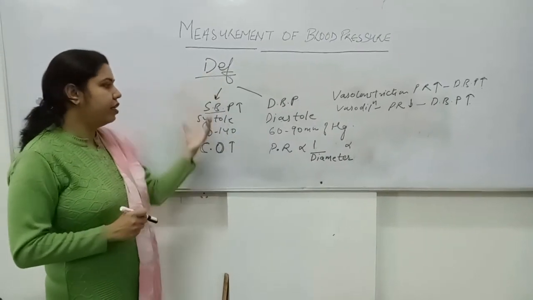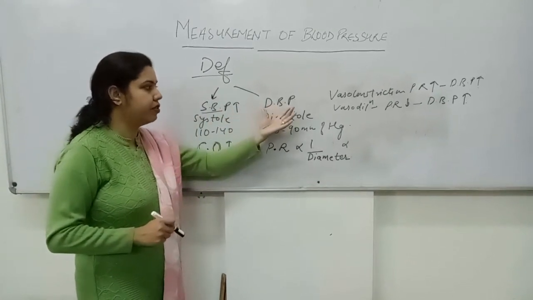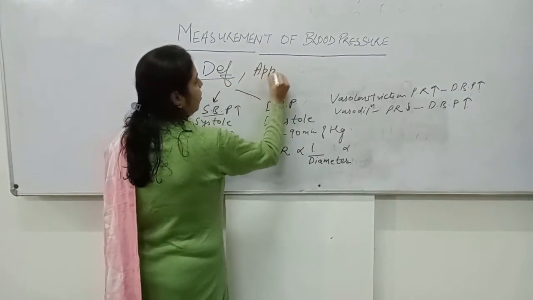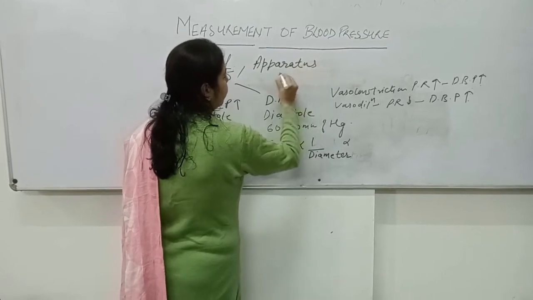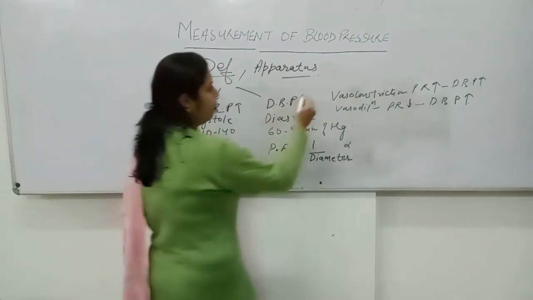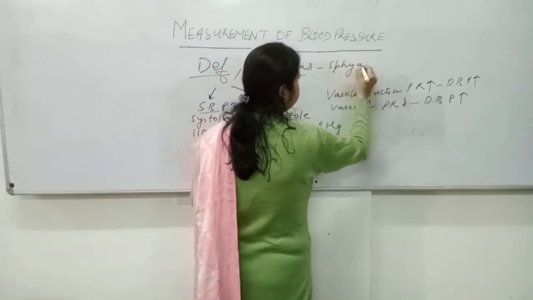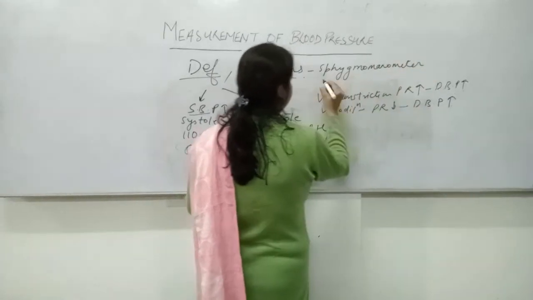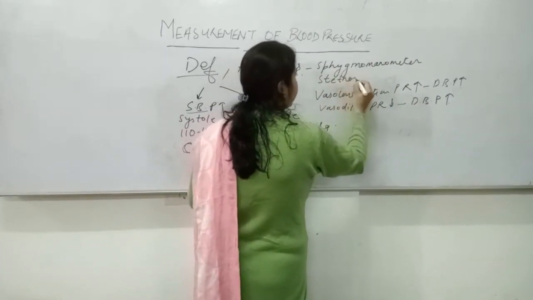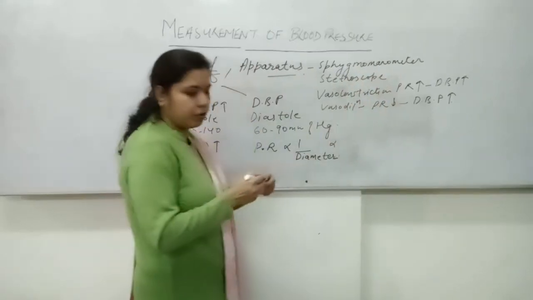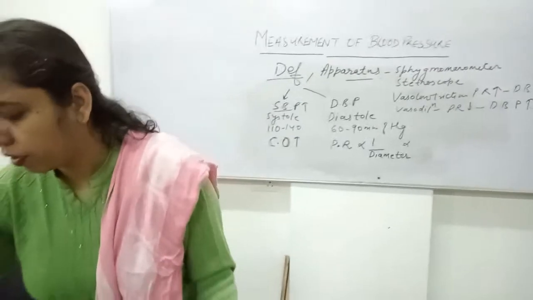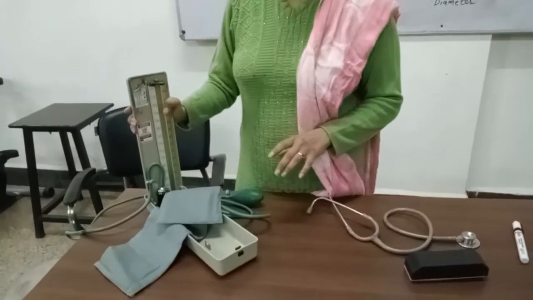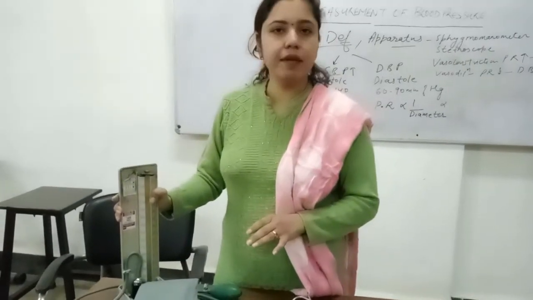Now, after the definition, range and the factors affecting systolic and diastolic blood pressure, we will move to the apparatus required for measuring blood pressure. There are two apparatus: one is the sphygmomanometer and the second is a stethoscope. I will show you the instrument. See, this is a sphygmomanometer. Sphygmo means pulse, mano means thin, and meter means to measure.